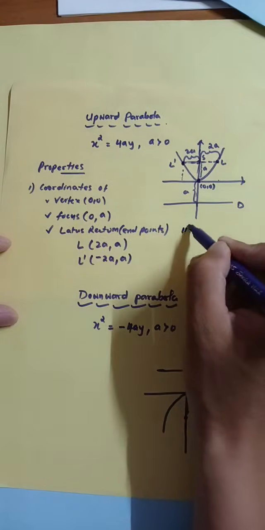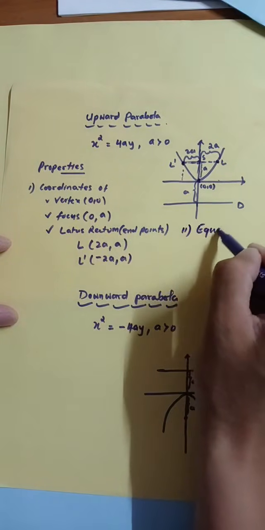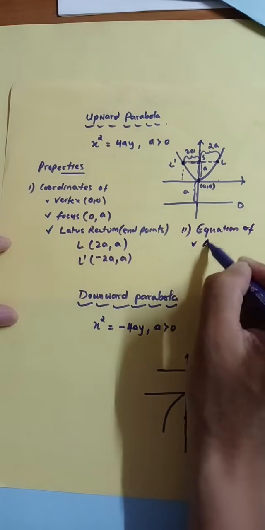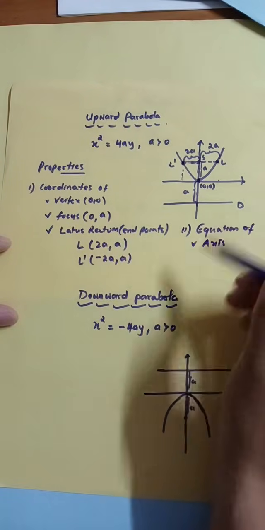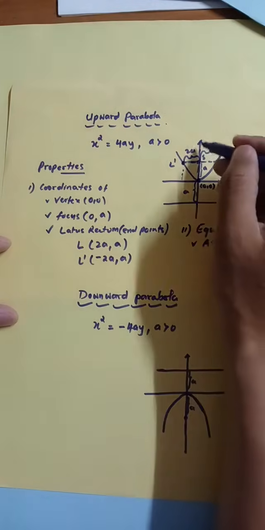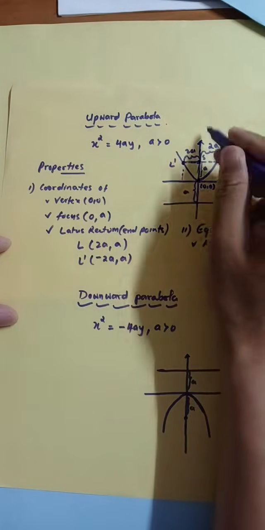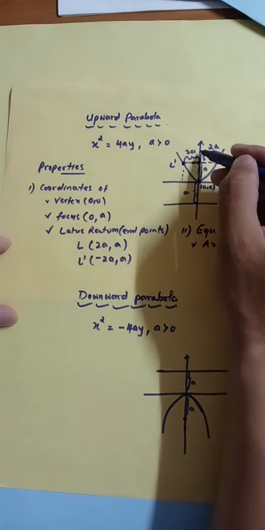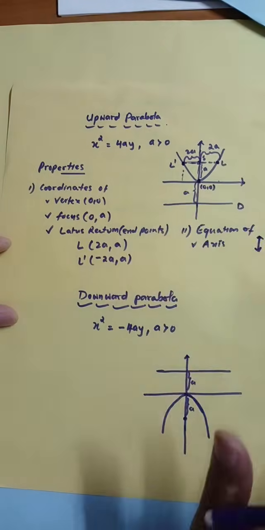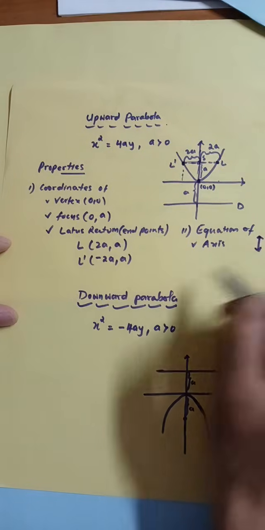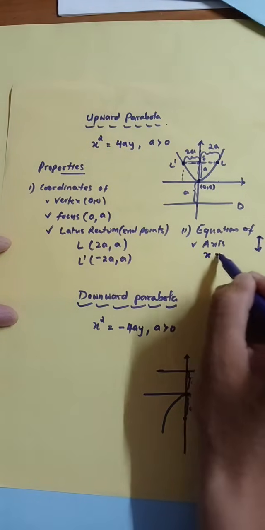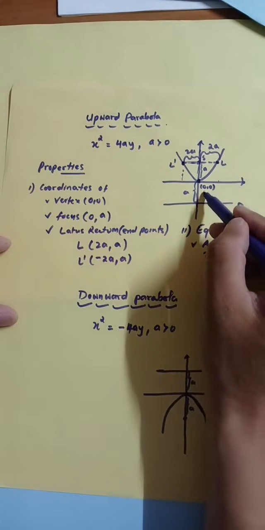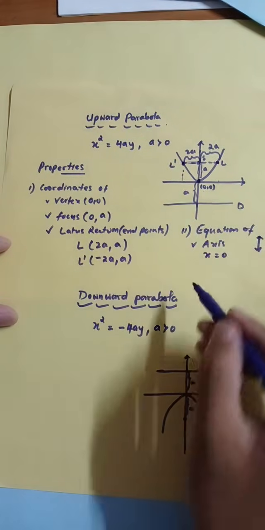Now the equations. First, the equation of the axis of the parabola. This is our axis. This time the axis is vertical. The axis is a line that passes through the focus and the vertex. So the axis is vertical, and for a vertical line, x is equal to 0, because the x-coordinate is 0. So x is equal to 0.